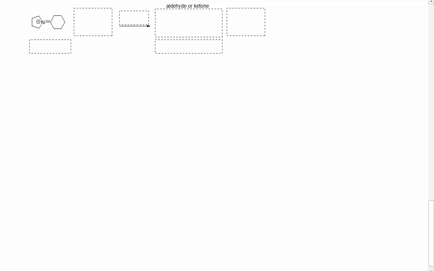The starting functional group in this example is an iminium ion. This iminium ion, upon hydrolysis, gives a ketone where an oxygen has replaced the nitrogen. So that would be cyclohexanone. And the amine that is generated here, get my ring size right, would be this one here.